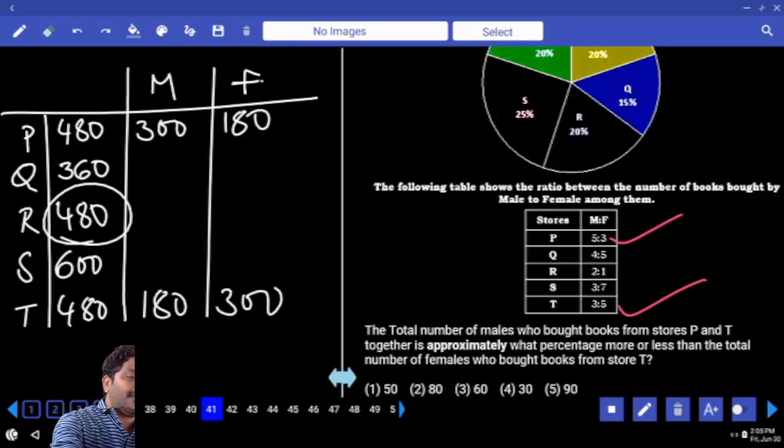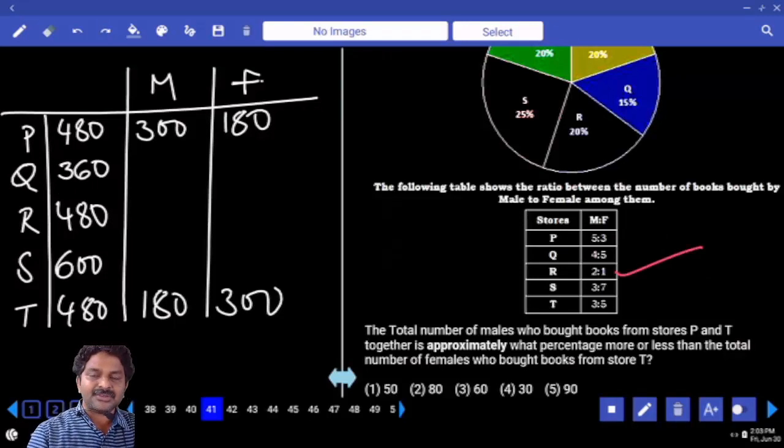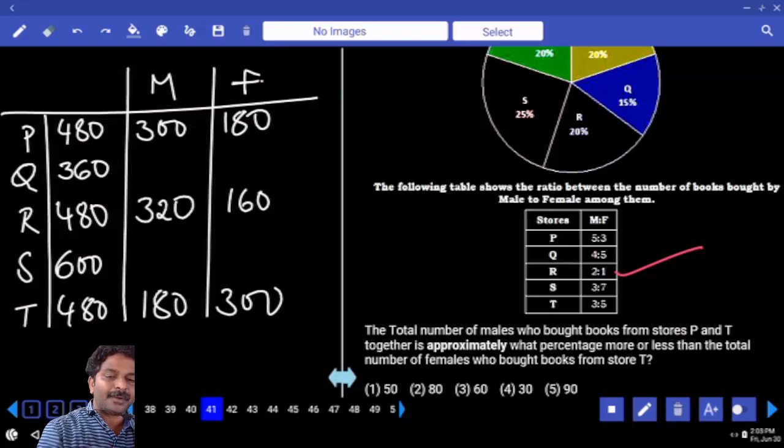Again same number 480 is for R. R is 2:1. Number of parts are different. So 3 parts. 3 parts is 480. 1 part 160 and then 2 parts 320.